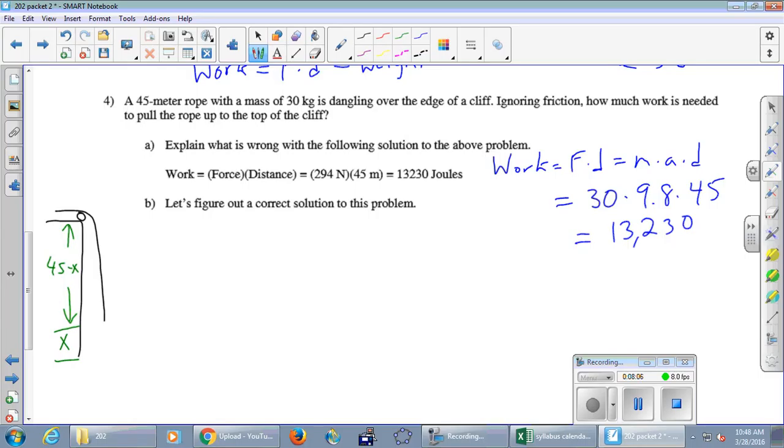Everybody buy that? So we've pulled it up x already. So 45 minus x is what's left. And we're going to imagine pulling this rope just a tiny bit. And so we'll call delta x just this tiny little millimeter pull upwards at this one moment in time. This is like a video, and we just pause the video and pull it a tiny, tiny bit, hardly any change in the video. Okay, so let's see if we can figure out the work done for pulling our slice.